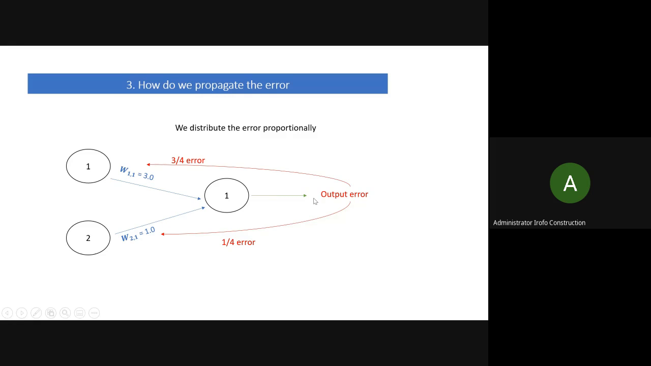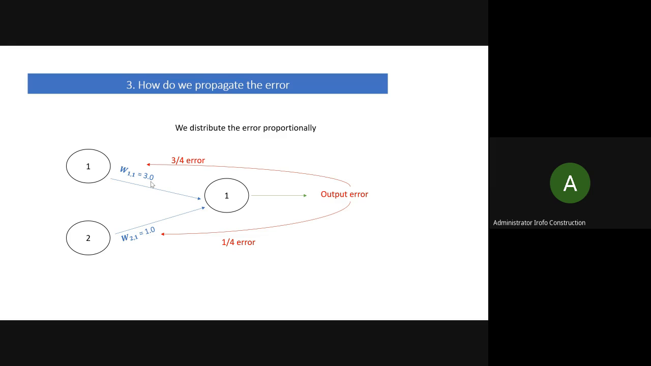So the error you have in here, you're just trying to send it back. Someone can just say to split it equally among these two nodes. But normally, it is good to share it proportionally among the nodes. When I say proportionally, what I mean is that the one contributing more should get more of the error, and the one contributing less should get less of the error. You can see the error here. This one is getting 3 over 4 of the error, and this one is getting 1 over 4 of the error, because the weight link for this one is just 1 and the weight link for this one is 3.